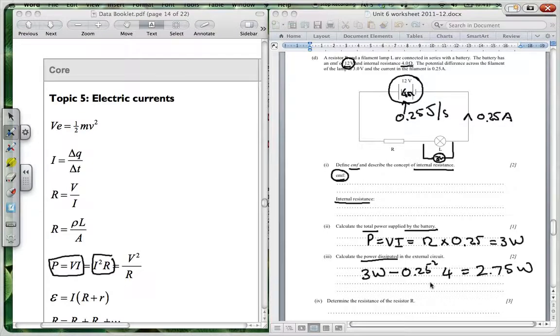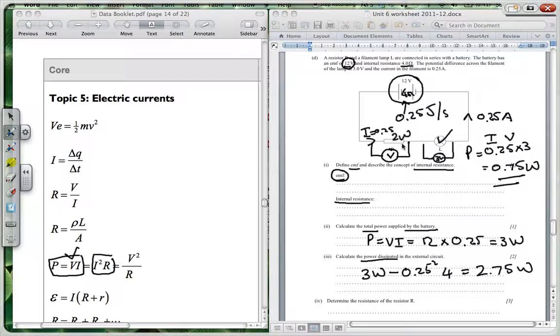And then it says determine the resistance of the resistor R. Now we know that this over here has got a certain potential difference across it. It will have I of 0.25 going through it. Now we can look at the power across the lamp. The power across the lamp is going to be 0.25 times 3, because it's going to be IV, coming from this formula over here. So there I'm going to get 0.75. So the power lost over the resistor is going to be 2 watts, because 0.75 watts is lost over the lamp. Therefore it must be 2 watts is lost over the resistor.